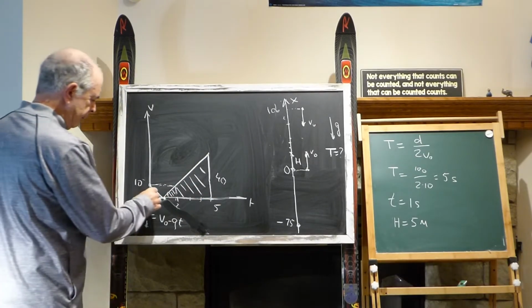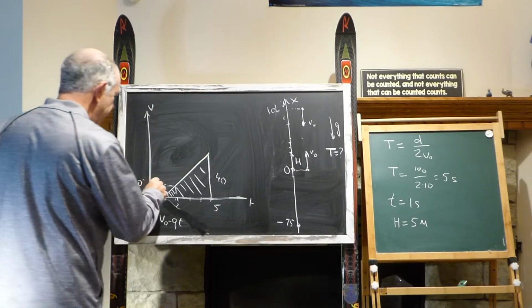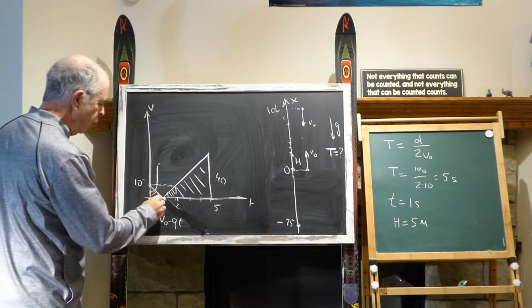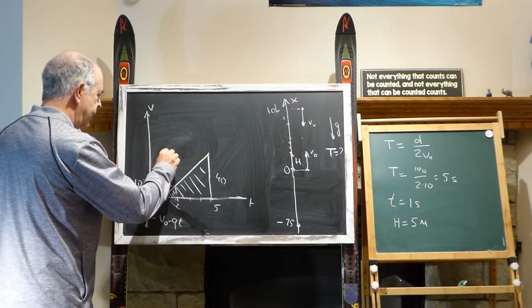So we can calculate the area, right? Let's calculate this area. This area is a triangle, 1 multiplied by 10, right?